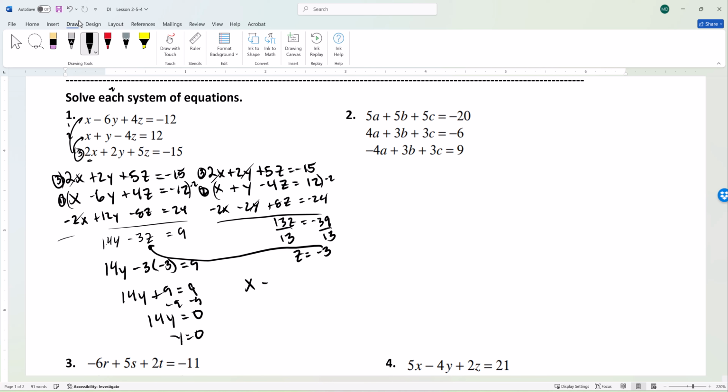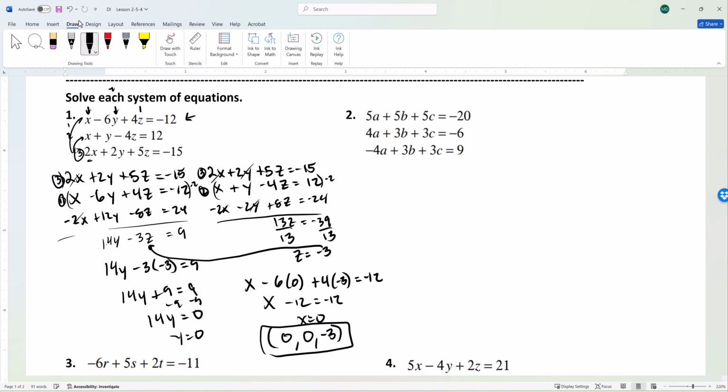So I get x minus 6 times 0 plus 4 times -3 equals -12. So I plugged it into this first equation here, both my z and y. So this gives me x minus 0 is nothing, minus 12 equals -12. Add 12 to both sides, get x equals 0. So my point is 0 for x, 0 for y, and -3 for z. And if you're wondering what order, just look at this: x, then y, then z.